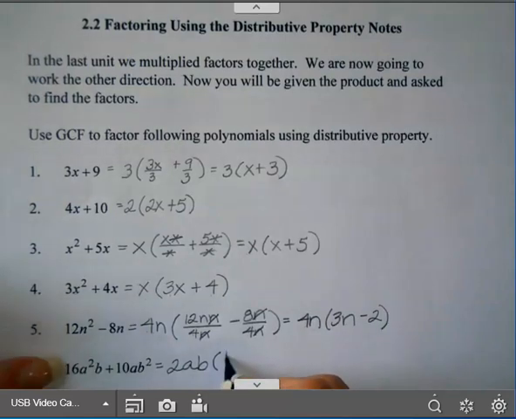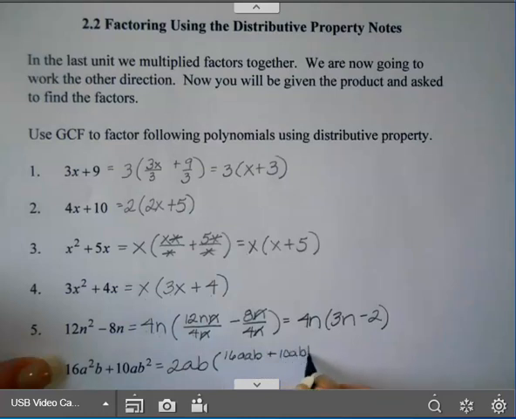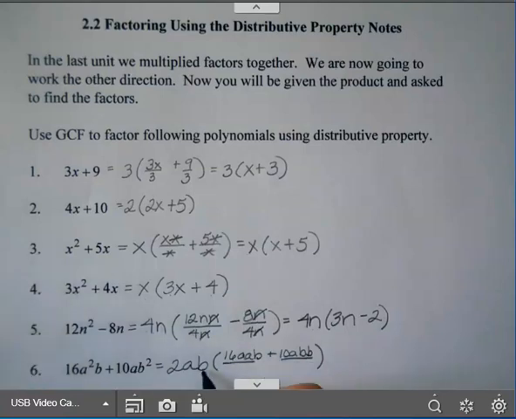I'm going to go ahead and do that middle step, I think, on this one. So this is 16aab plus 10abb. And I'm going to divide that now by the greatest common factor, which I took out. So that's 2ab.